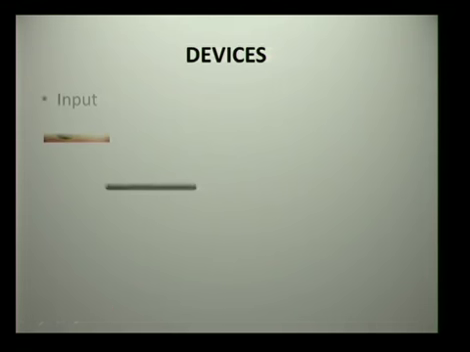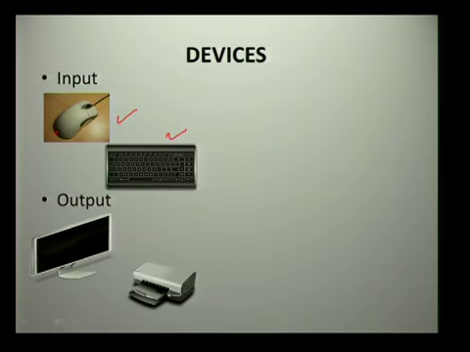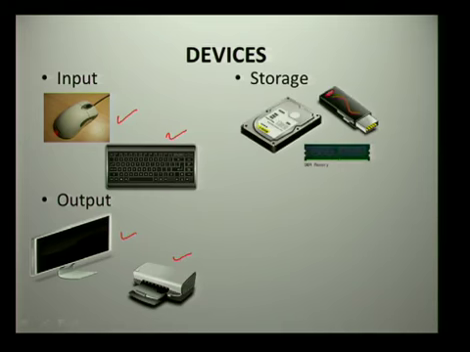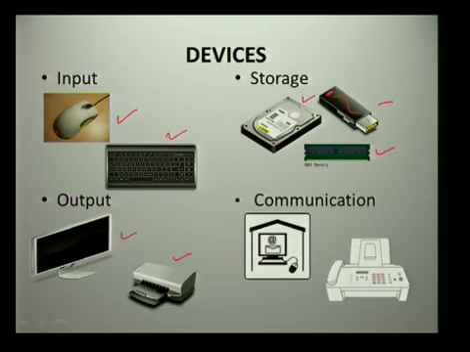Right. Now, let's look at these devices now. The first device would be your input device, where we see a mouse and a keyboard. Second devices, we've got your output devices, where we have a screen and a printer. Third devices, you get your storage devices, your hard drive, USB and RAM. And then lastly, you have communication devices where you can have email or fax.